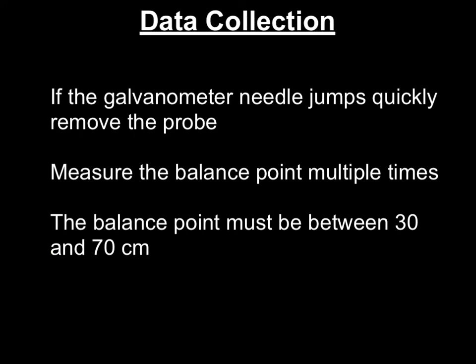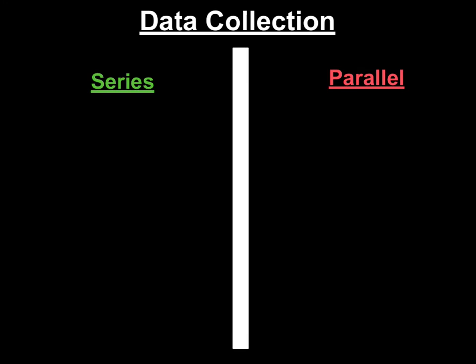A couple notes just to recap on your data collection. If the galvanometer jumps quickly, remove the probe. Measure the balance point multiple times for different Ras. And then the balance point has to be somewhere between 30 and 70 centimeters. Otherwise, you're way off, and you want to have the most sensitivity you can, which is in the middle of your bridge.